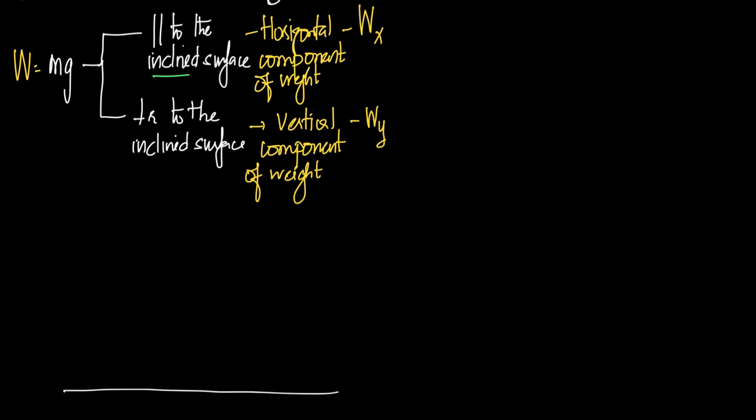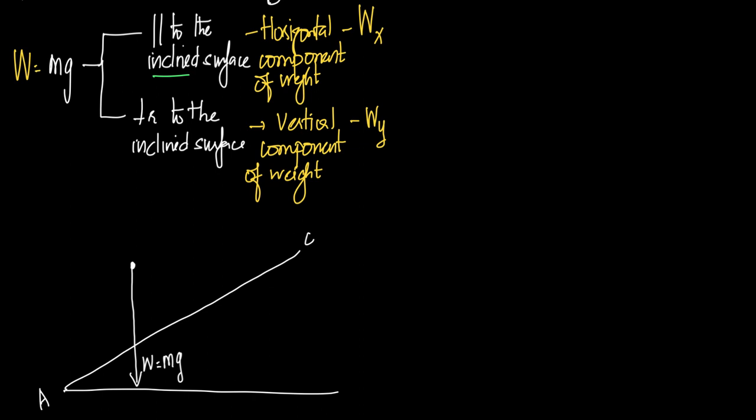So this is the ground, the inclined surface. The inclined surface is AC. Now I'm going to draw only the forces. The weight was acting downwards like this, right? This is mg, W is equal to mg.